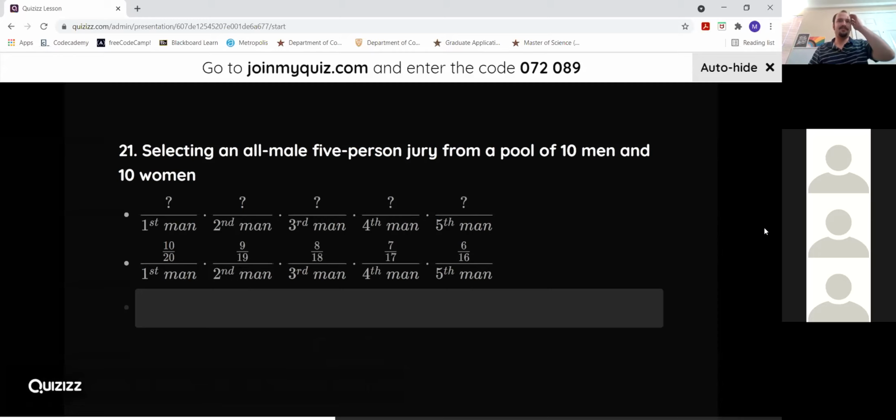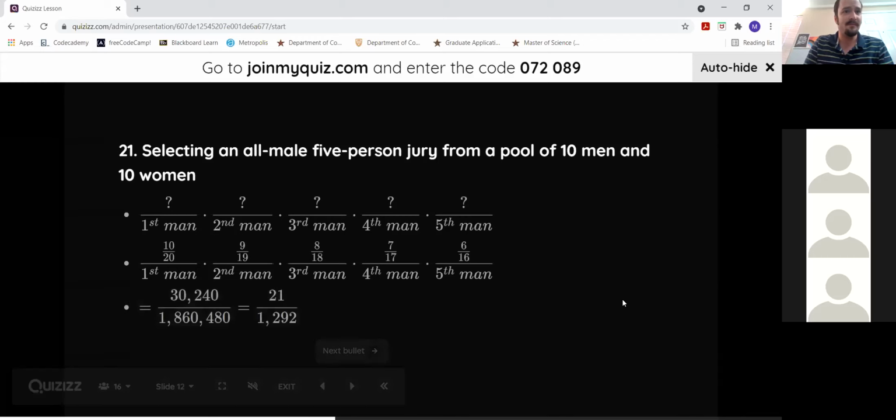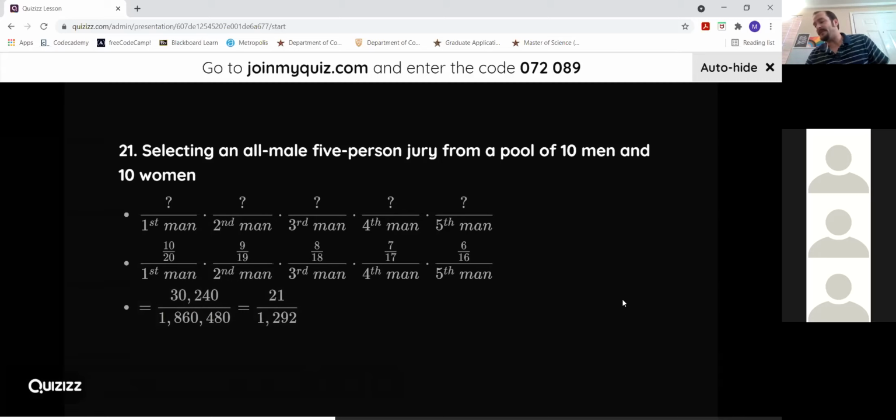So these, I would suggest just keep them big, nasty, and ugly till the end, if you can, right? As long as you're doing this pattern. Maybe after you do the pattern, you could reduce it. But I think this is what I was saying. I get 3240 and 1860480, something like that on the bottom. And at this point, hopefully you have a calculator or something. Try to reduce that as best as you can.